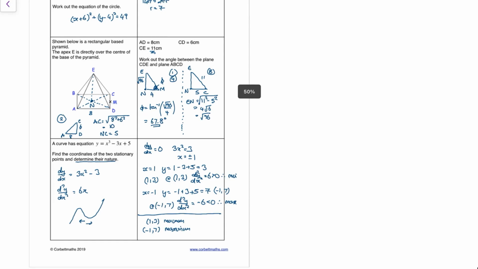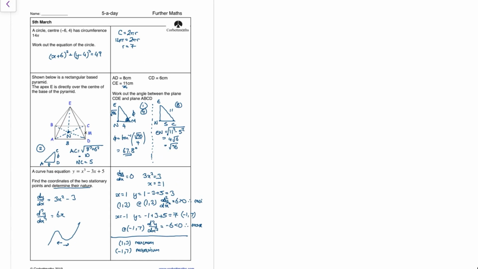And that's today done. That definitely got a bit harder near the end, and that 3D trig question always throws a lot of people.